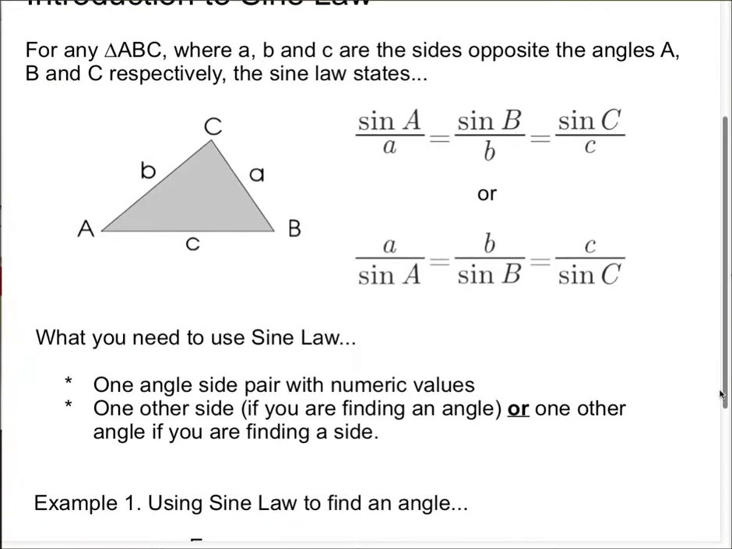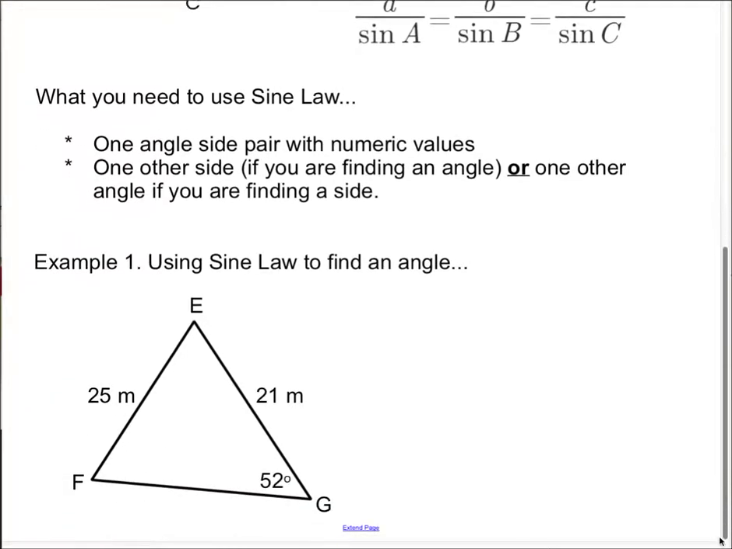And what do you need in order to use the sine law? You need at least one whole ratio. Remember, whenever we solved ratios, one of those ratios had numbers in it. We need one angle-side pair with numeric values. We need one whole ratio. So let's say little b has a number and big B has a number. We need that. And then we need one other piece of information: one other side if you're finding an angle, or one other angle if you're finding a side. And we're just going to get straight into using it and see how we're going to use it.